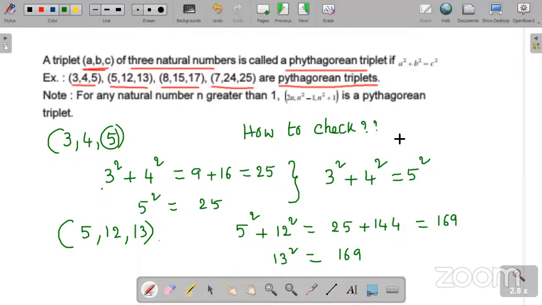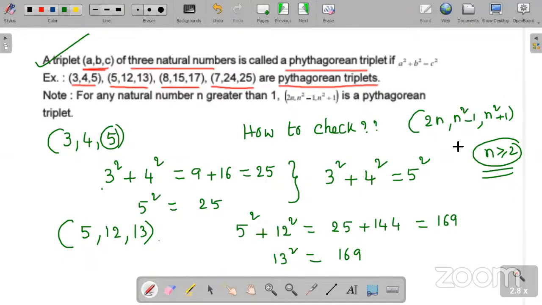Is there any general formula? Yes, the general formula is 2n, n square minus 1, n square plus 1, where n is greater than or equal to 2. You put n equal to 2, 3, 4, and you get Pythagorean triplets. You can generate as many as you want. This is the generator of Pythagorean triplets.